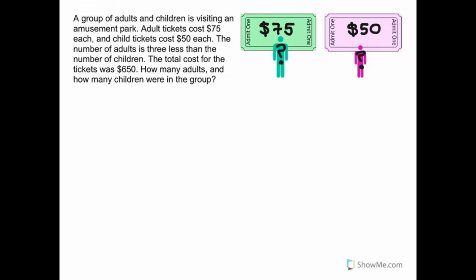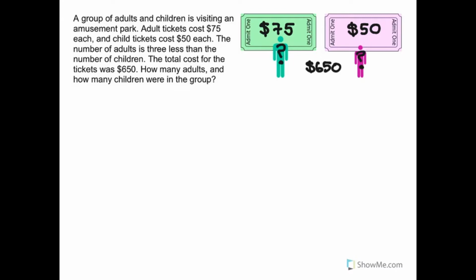Now, here's a word problem about the same situation. A group of adults and children is visiting an amusement park. Adult tickets cost $75 each, and child tickets cost $50 each. But instead of knowing the number of adults and the number of children, we have a relationship between those two. The number of adults is 3 less than the number of children. We also know the total cost is $650. We want to find out how many adults and how many children are in the group.